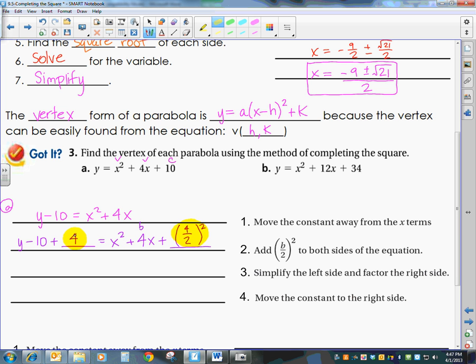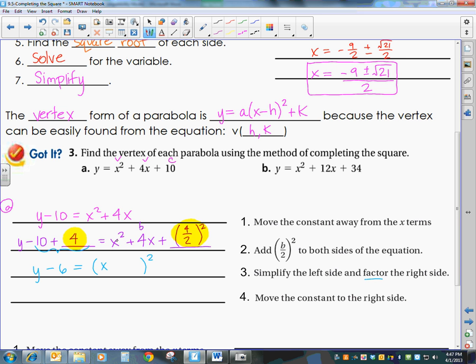And I like to write it this way because you're going to see when we go to the next step where we actually have to factor the right side, it will make your factoring much easier, okay? So I simplify the left side. That means I'm going to combine these two. Negative 10 plus 4 is negative 6. And this is going to factor as we've talked about.